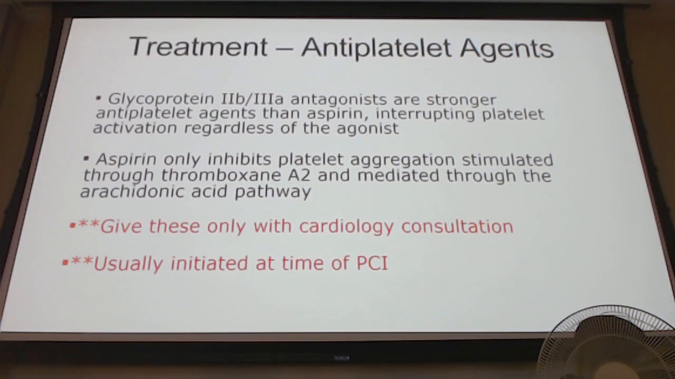Probably not an allergy. Other antiplatelet agents will be initiated at the time of their PCI. We have those glycoprotein antagonists, and they're better antiplatelet medications that we give them. They'll give those right before the PCI. It's not something we're normally giving in the emergency department, unless the cardiologist, when we call them, says, hey, push this, we're going to take them right now. So sometimes you'll hear these used.